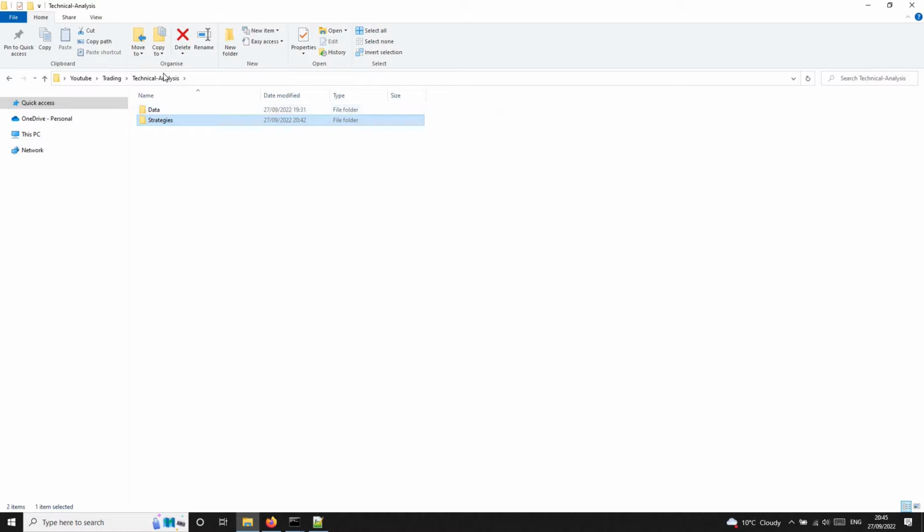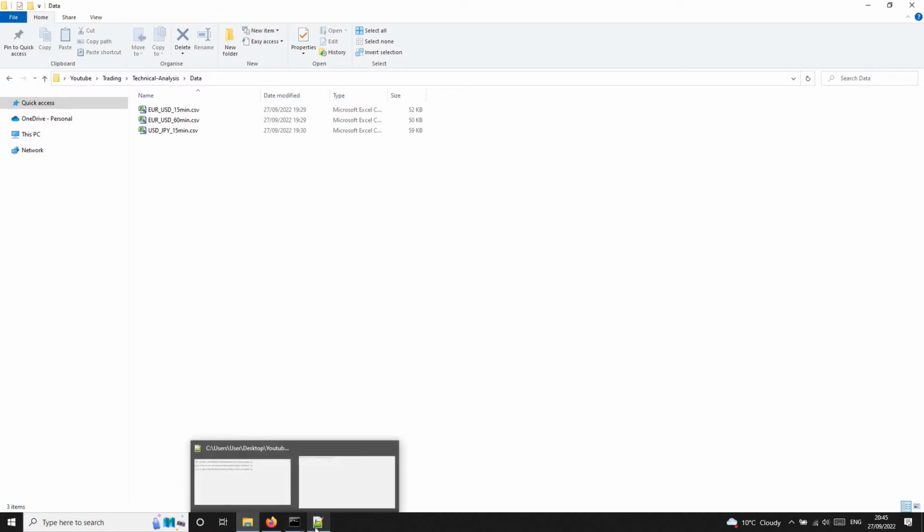Within the technical analysis folder, I've created a data folder, and I downloaded three files: Euro USD 15 minutes, 60 minutes, and USDJPY 15 minutes. Because in the analysis we will look into different pairs and different time frames to see whether the strategy is profitable or not. We'll try different analyses, and you can expand this to anything, so you can get any data from Alpha Vantage, which is a good thing.